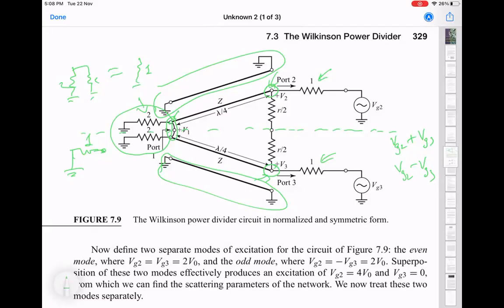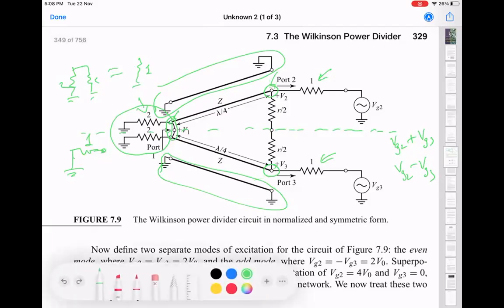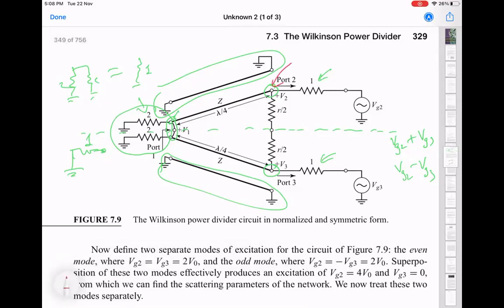So the voltage at this point and the voltage at that point, if VG2 and VG3 were the same, these two voltages will also be the same. Which means that there will be no current that can flow through this cross resistor. Why does that simplify things?